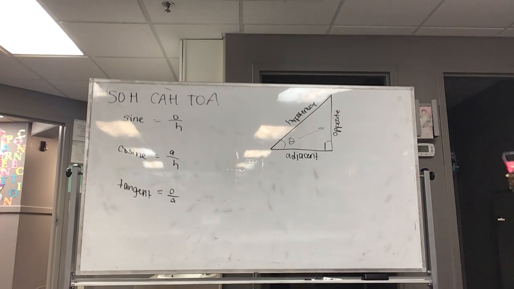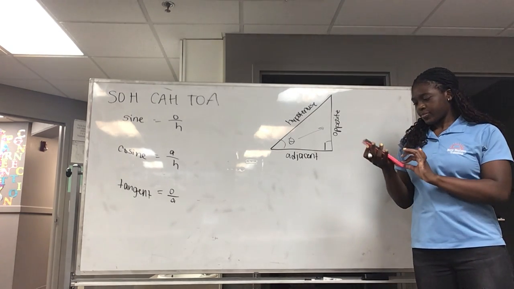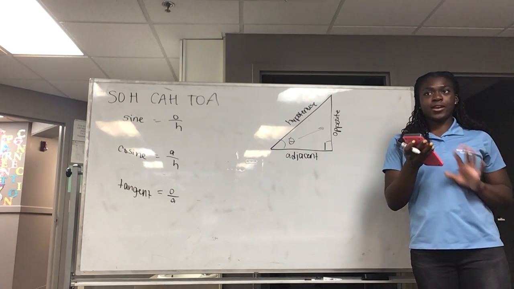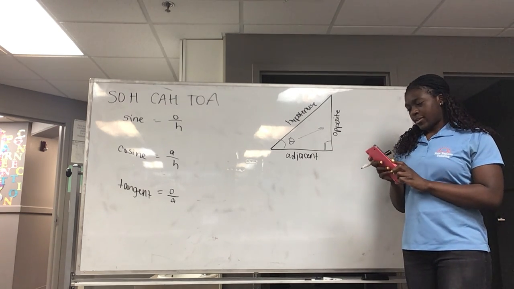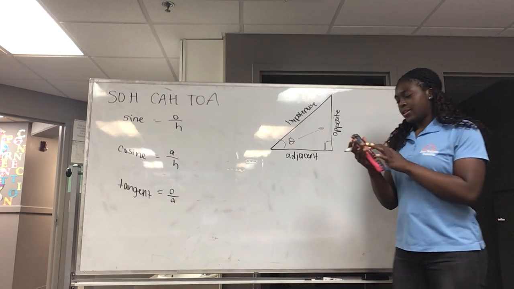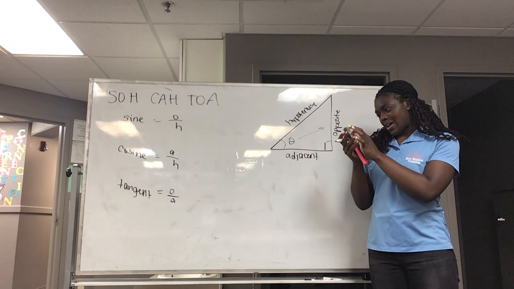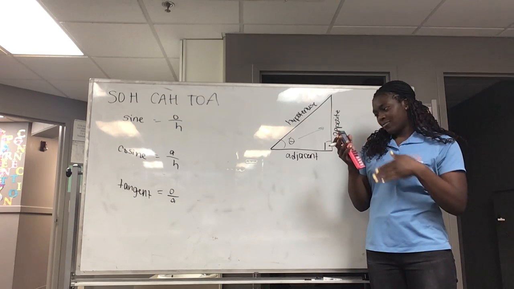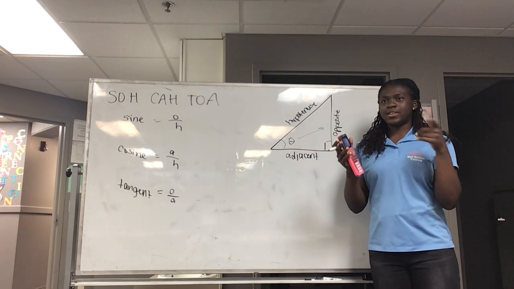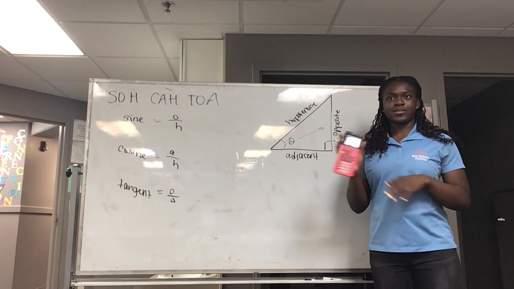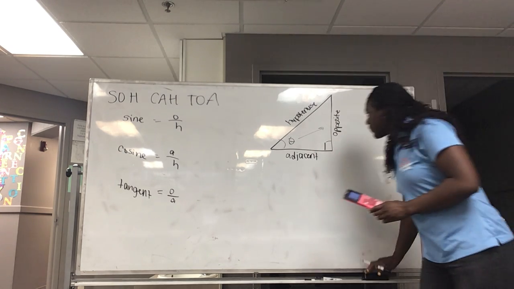Okay, if you guys have your calculators, first thing I'm going to have you do is make sure it's in degree mode. So to check that, you press mode, and then the fourth column down it should say like radian or degree. Make sure yours is on degree mode just so we can get the correct answers. Okay.